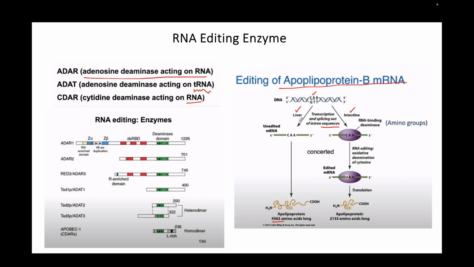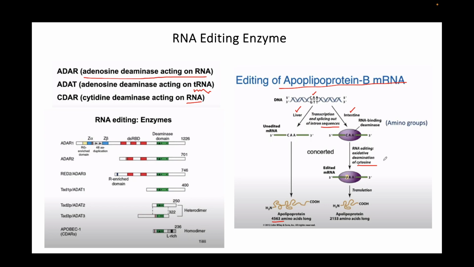For liver, this apolipoprotein has 4563 amino acids. That means too long. Next is intestine RNA binding deaminase. Here RNA editing is happening. Okay, so RNA binding deaminases are already present. RNA editing: oxidative deamination of cytidine.